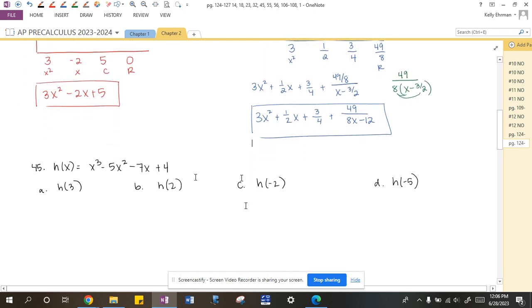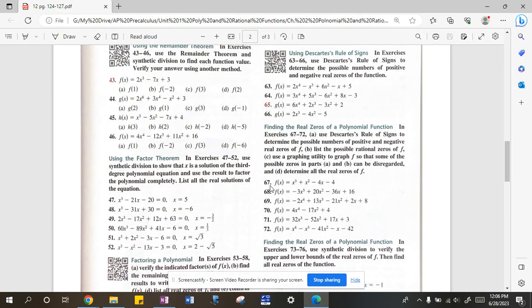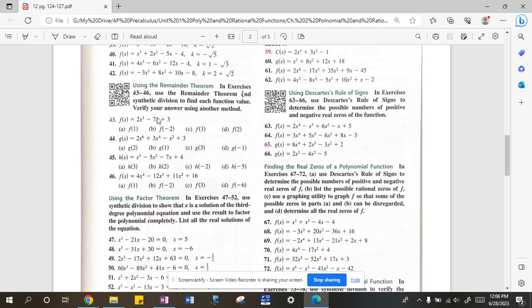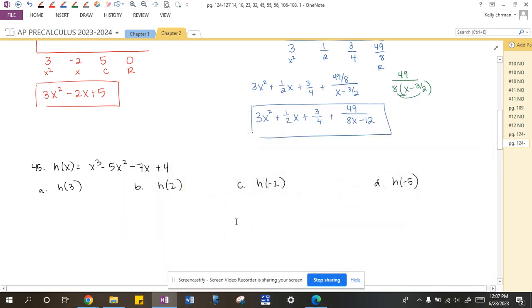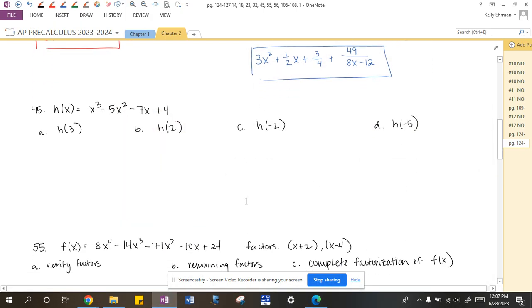Okay, number 45. The directions said to use the remainder theorem to evaluate the function. And it did also say, use the remainder theorem in synthetic division to find each function value. Verify your answer using another method. I'm not going to do that, but the other method would be plug the numbers we're evaluating straight in, 3 to the third, minus 5 times 3 squared, etc. Or graph and find the value at 3. So that's your other option if you wanted to double check your answer. I'm not going to do that on the video.